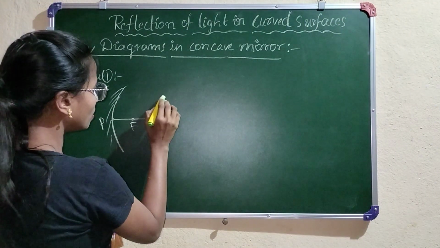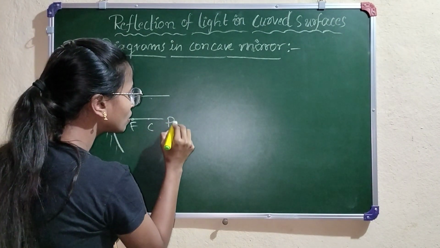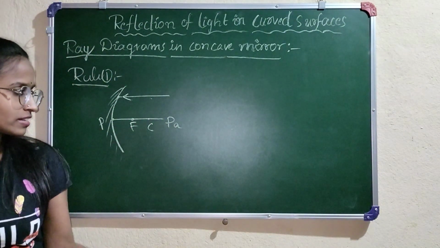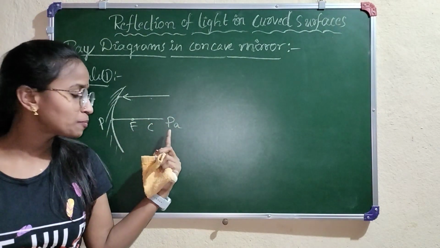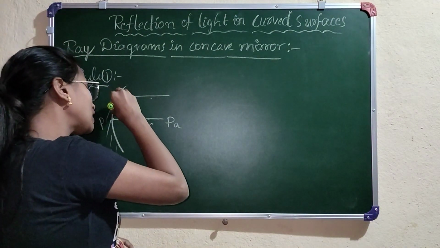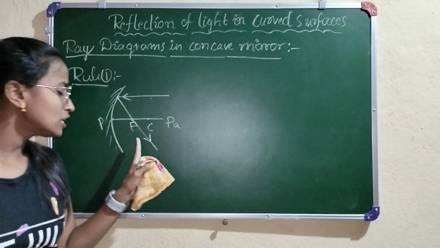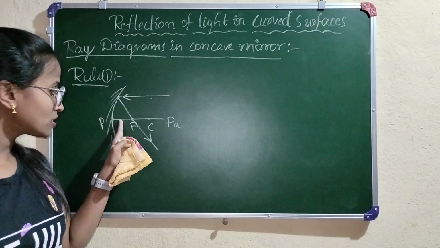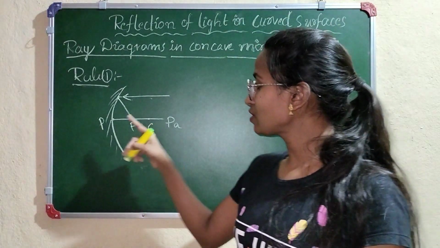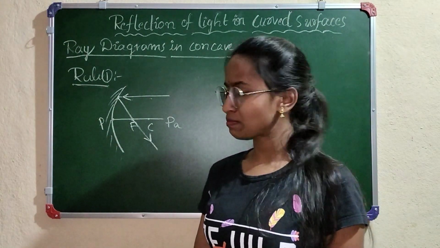Now the first rule is: if an incident ray is parallel to what? To the principal axis. If an incident ray passes parallel to the principal axis, it will reflect in this way. After reflection, it will pass through the focus. The light ray passes parallel to the principal axis, and after reflection it passes through the focus.